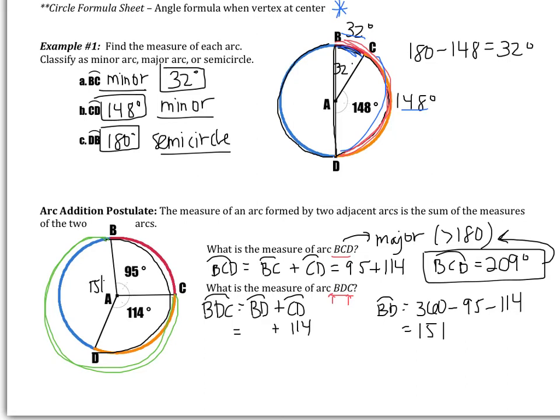Okay, so then BDC is going to be 151, add 114. So I get BDC to be 265 degrees. Okay, so something to notice is that I used the same 3 letters and I got 2 different measures. So it's extremely important that you pay attention to the ordering of the letters, because order matters. And arc BCD is different than arc BDC, so please pay attention to that. So that's measures of arcs. Now we're going to flip the page, please.